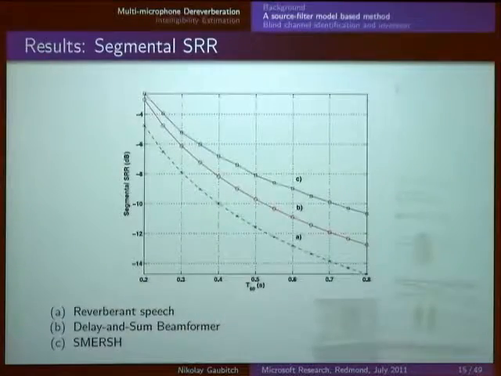So this is in terms of segmental signal to reverberant ratio. You see that you get some benefits over just the delay and sum beamformer. So what's the order of the LPC analysis and of the G filter? The LPC analysis is 13 here. This is for 8 kilohertz frequency. And G is a 256 tap filter, so it's quite a long filter.